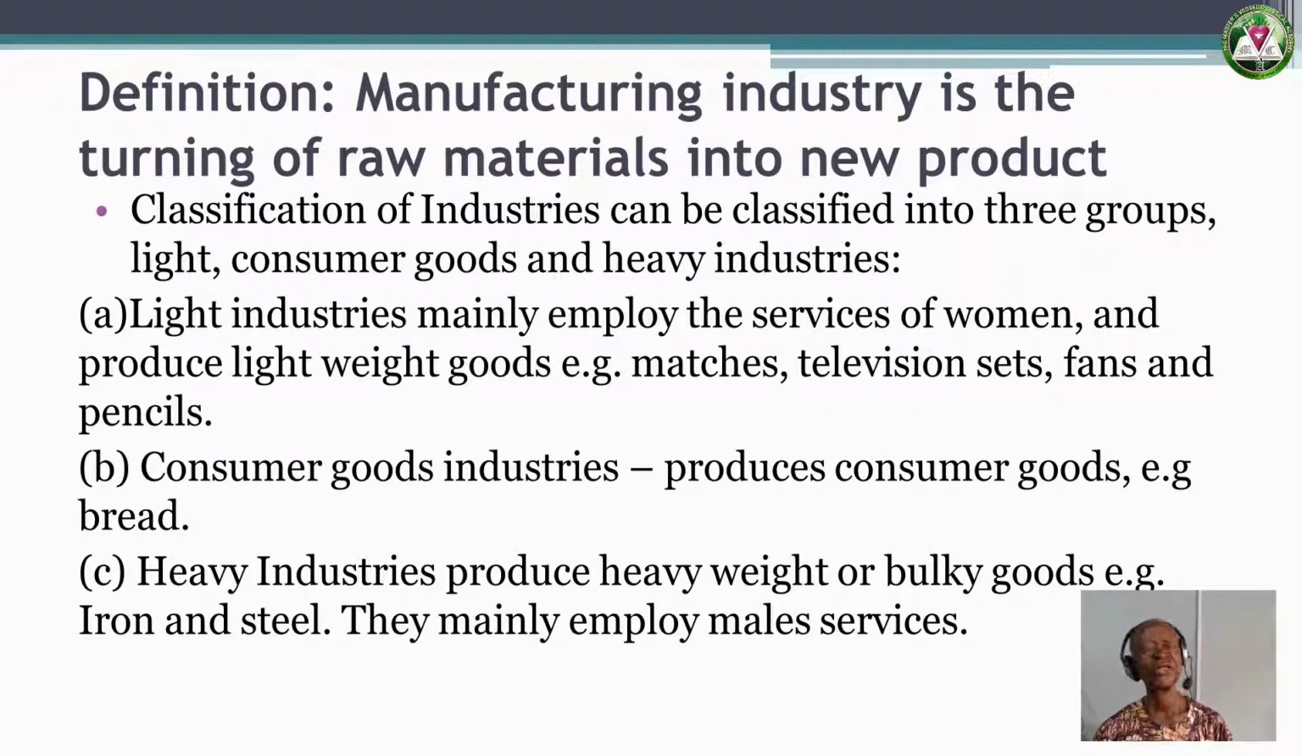Another group of industry is heavy industries, which produce heavyweight materials. These materials are very bulky in nature, meaning they are heavy in weight. And most of these goods require the services of human men. I can give you a very good example. We have iron and steel at Ajaokuta. Since they are heavy, the services of mills are required.